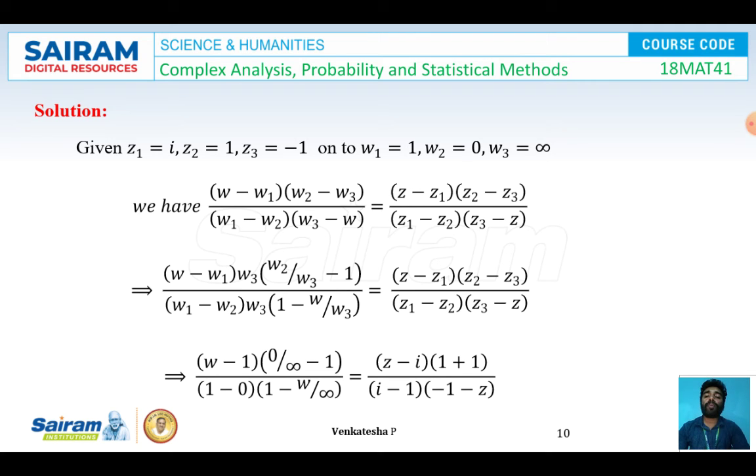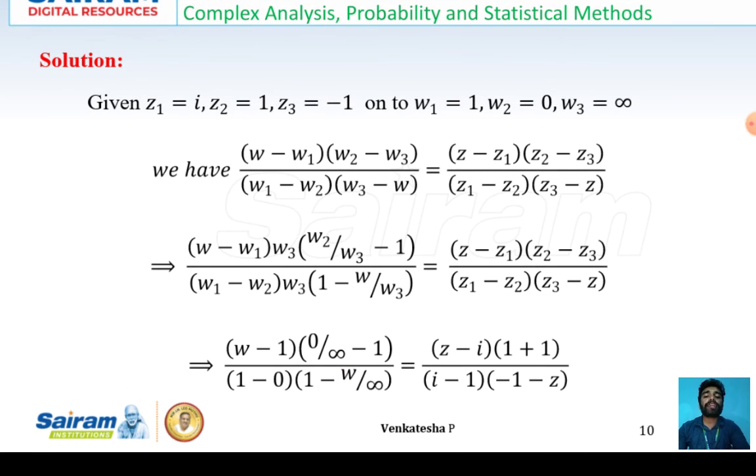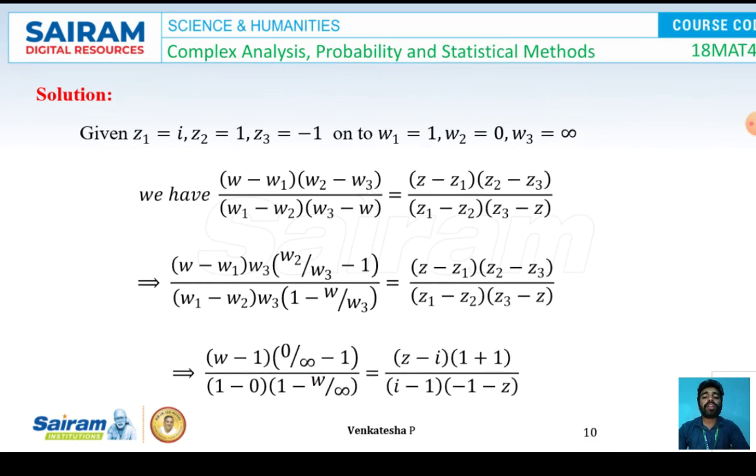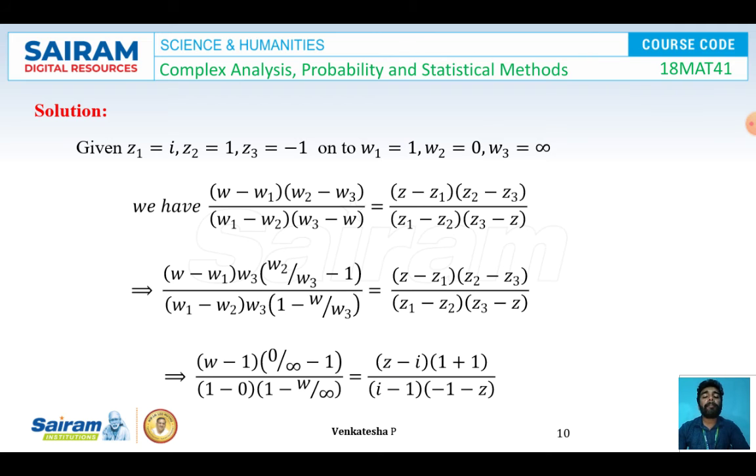Now replacing all the points in this equation, I got (w minus 1) into (0 by infinity minus 1) divided by (1 minus 0) into (1 minus w by infinity) is equal to (z minus i) into (1 plus 1) divided by (i minus 1) into (minus 1 minus z).